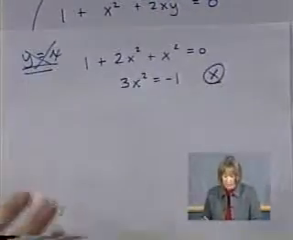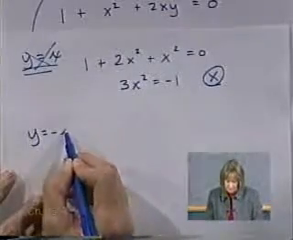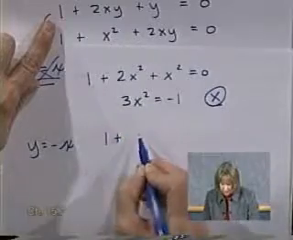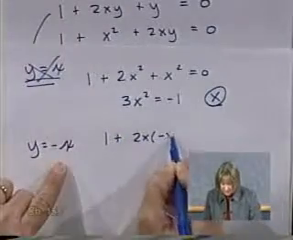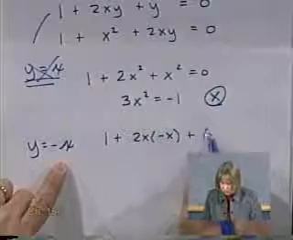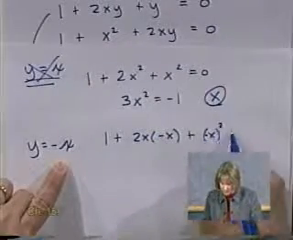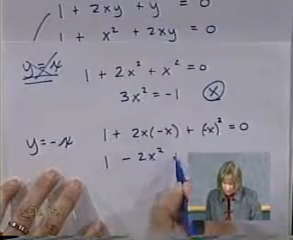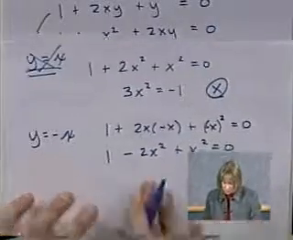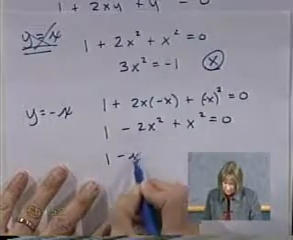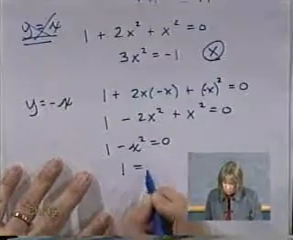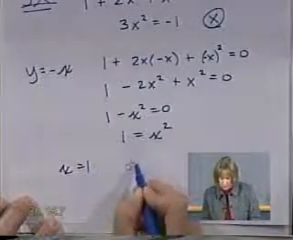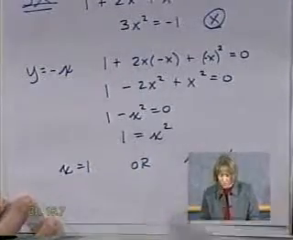So if I let y be minus x, again, on the top equation, wherever I see y, I'm going to put in minus x. Wherever I see y, I put in minus x. And I end up with 1 minus 2x squared plus x squared equals 0, or 1 minus x squared is 0, or 1 is x squared. So we could have x equal to 1 or x equal to minus 1.